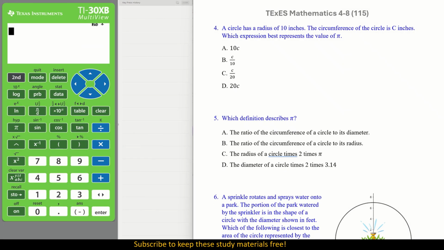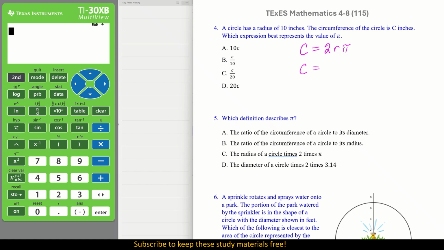Number 4, a circle has a radius of 10 inches. Okay, the circumference of a circle is C inches. Which expression best represents the value of pi? Oh, well, that's just set up the circumference and then solve for pi. Okay, so what do you have? You have C equals 2r pi. Okay, so then what do we really have?